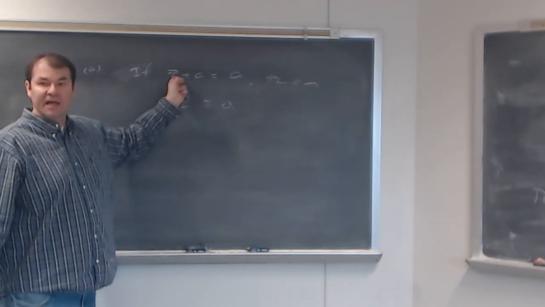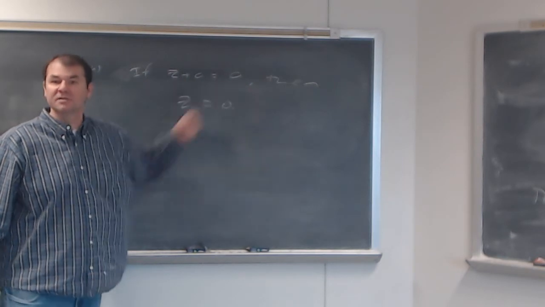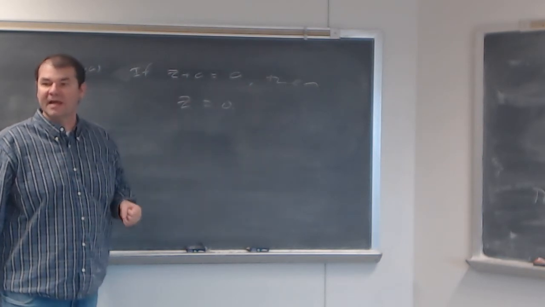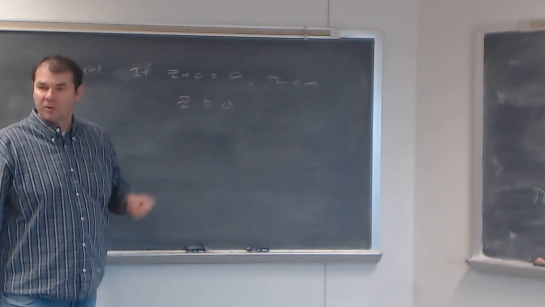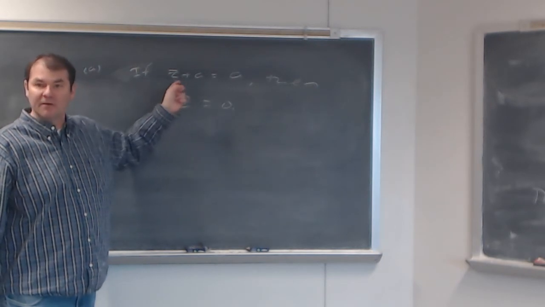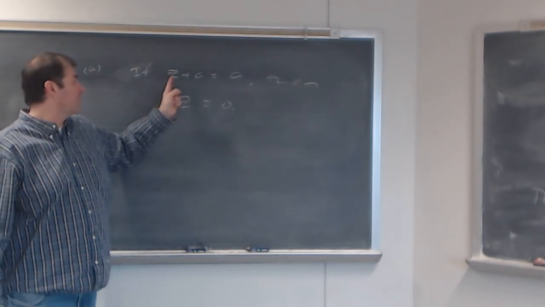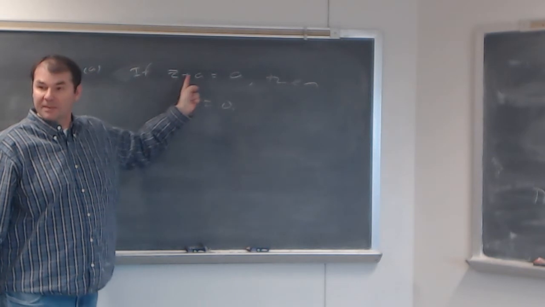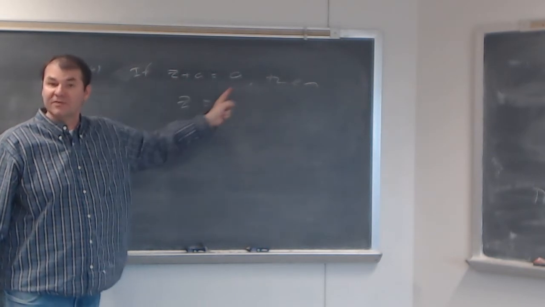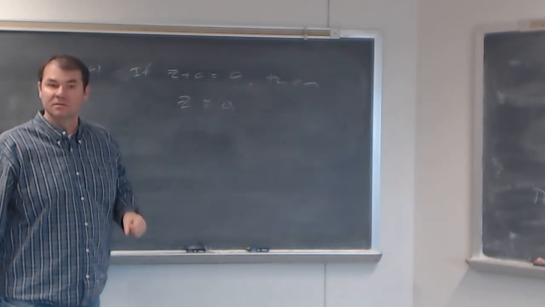If you got a first thing plus a second thing equal to the second thing, that means the first thing had to be 0. I'm going to say it again. This is a way of understanding this theorem. If you have a first thing plus the second thing equal to the second thing, the first thing had to be 0.